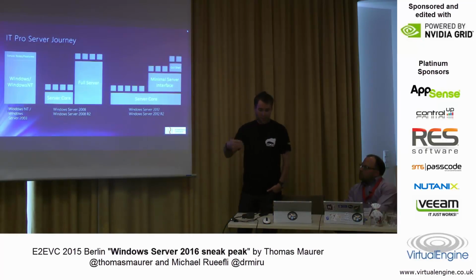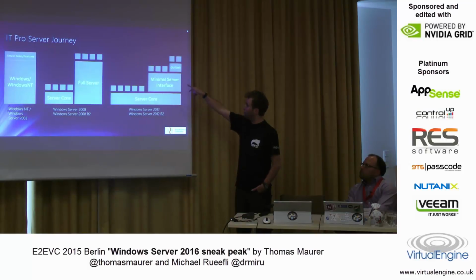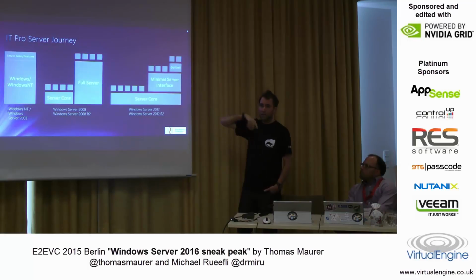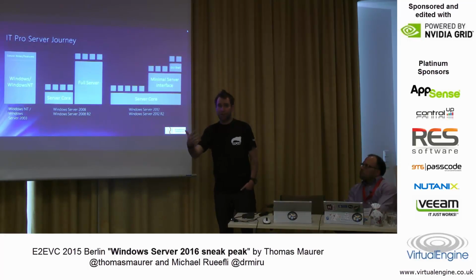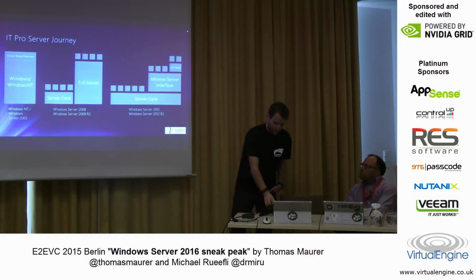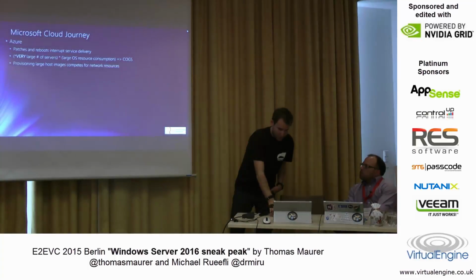In 2012 and 2012 R2, we finally got something similar, so we can install Core and add features on top of that. In 2012 we don't just have two options, full server and Core. We also have the minimal server interface, which removes, for example, Explorer and things like that, and just adds the management tools. That was one thing. So where is it going?